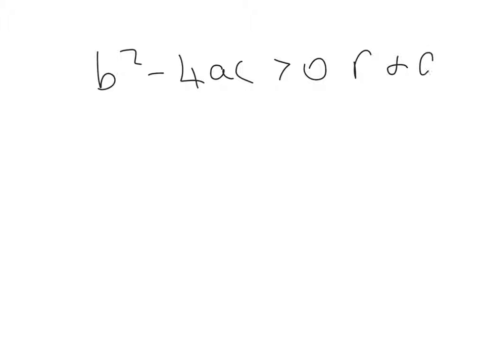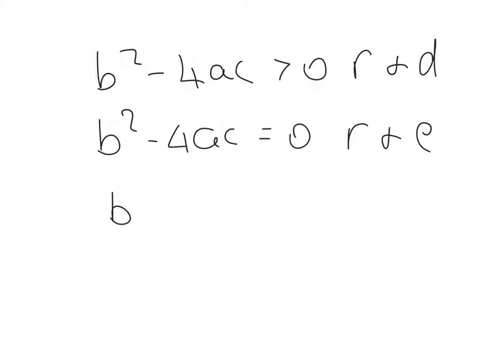Okay, we're going to look at the discriminant and conditions of the discriminant. Remember, the discriminant is b squared minus 4ac. So when the discriminant is greater than 0, the roots are real and distinct. When b squared minus 4ac, the discriminant, is equal to 0, then the roots are real and equal. When b squared minus 4ac, the discriminant, is less than 0, that means that the roots are unreal.